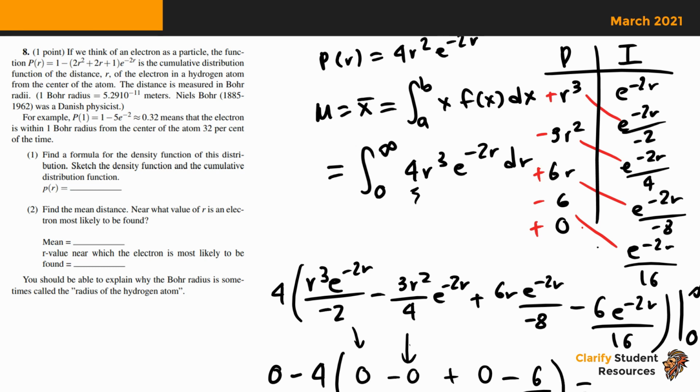And then this is basically going to give us negative 4 times negative 6 over 16, which is going to equal 6 over 4, which is equal to 3 over 2. And that's basically going to be our answer.